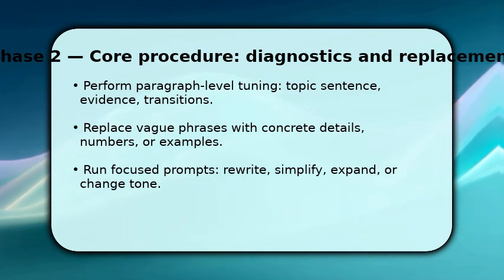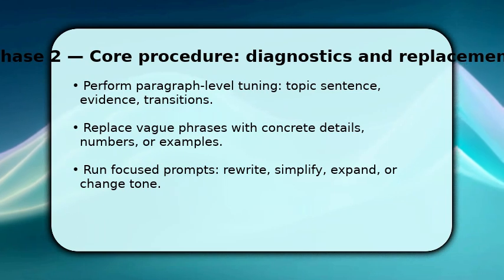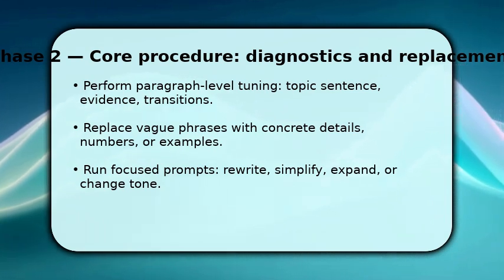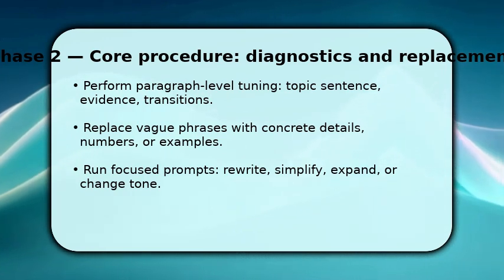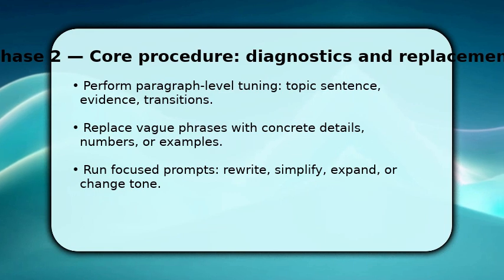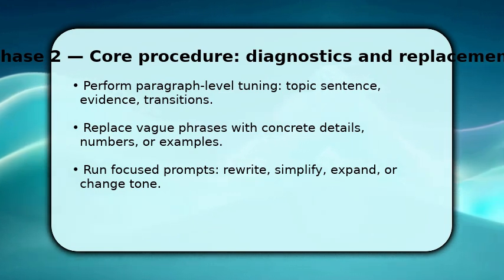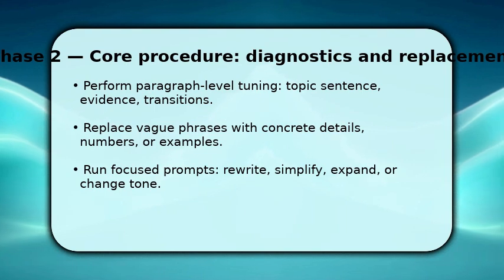You should rewrite topic sentences so each paragraph has a single purpose, then add concrete evidence, examples, numbers, or short quotes to support claims. Make targeted prompts to the model. Ask it to simplify dense sentences, expand on thin points, or alter tone. As you iterate, compare versions and keep the best lines. This detailed execution transforms a rough AI draft into cohesive, persuasive writing.